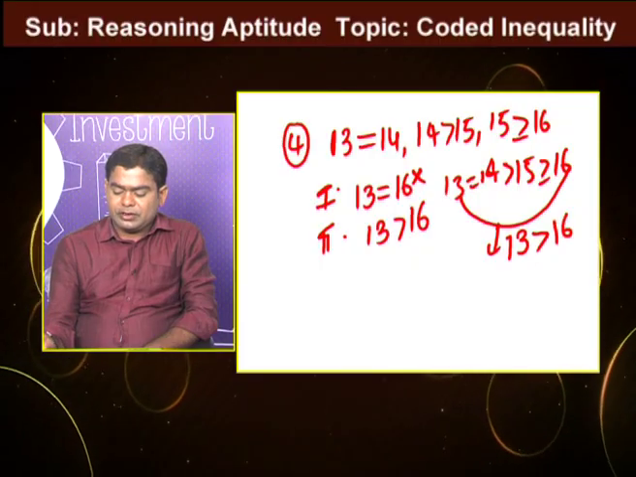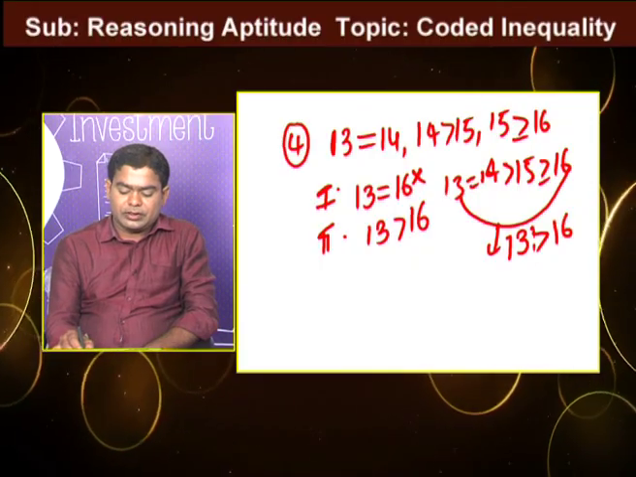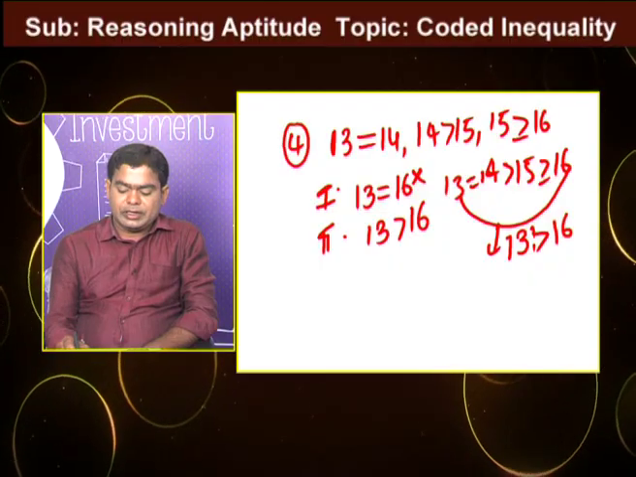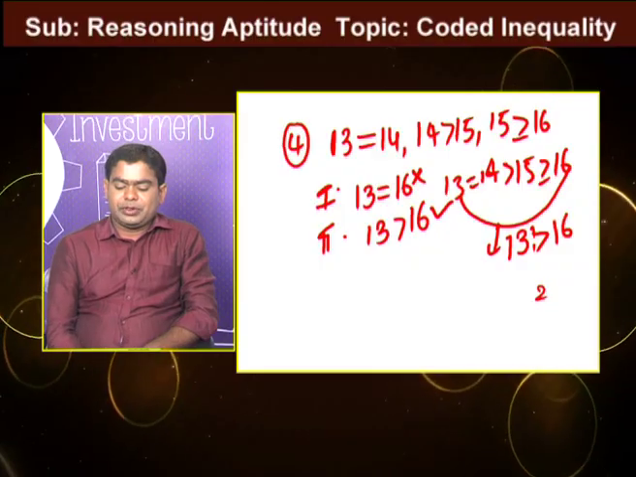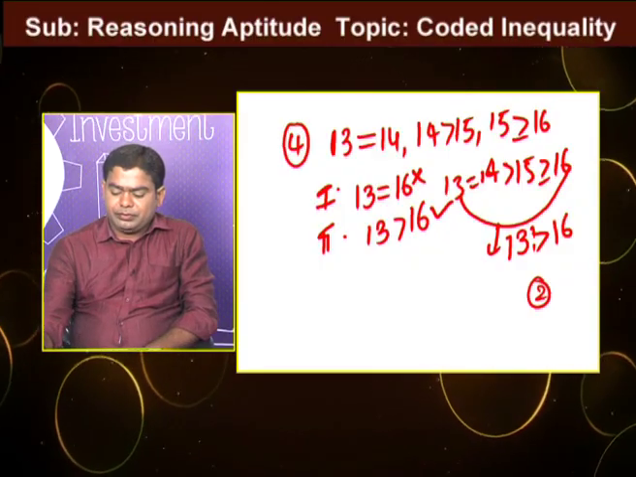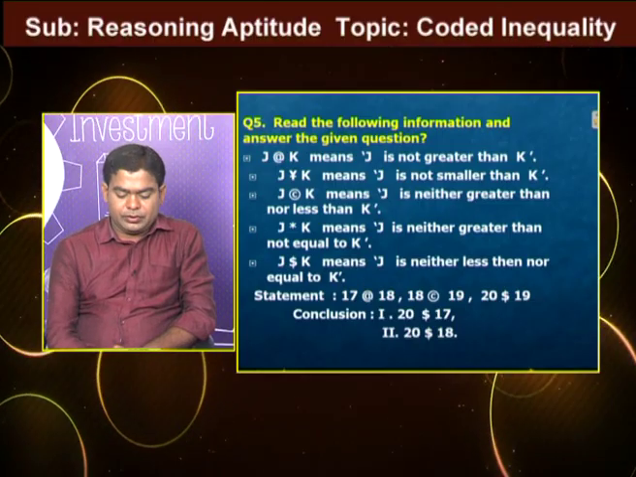That means here the arrows are towards the 13 side. Our conclusion is also 13 greater than 16, both are the same. That means only 2 follows according to our question paper, second option. Then we go to the next question, that one is the fifth question.